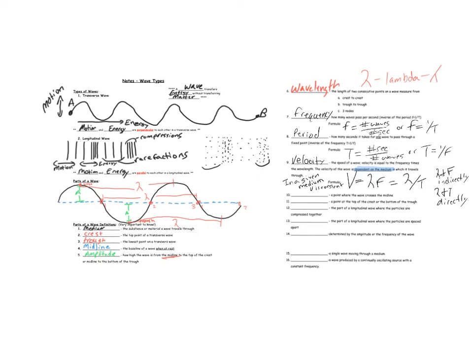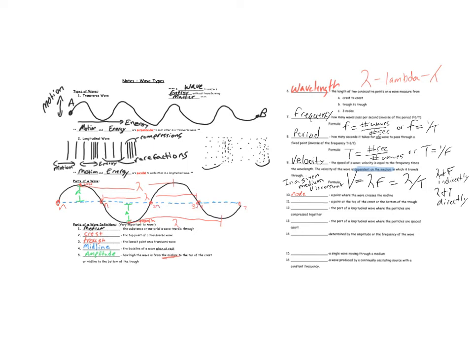All right? A point where the wave crosses the midline. So a blank is a point where the wave crosses the midline. This is known as the node. So the node is the point where the wave crosses the midline. So here's the wave crossing the midline. That's the reason we called this a node earlier.